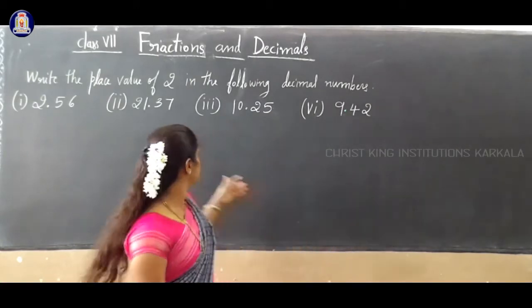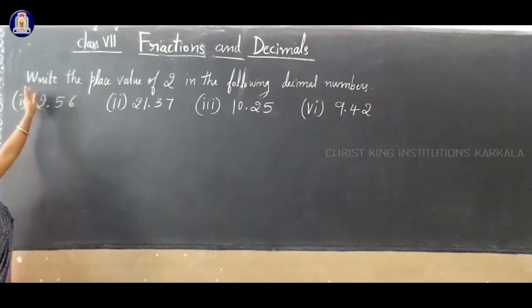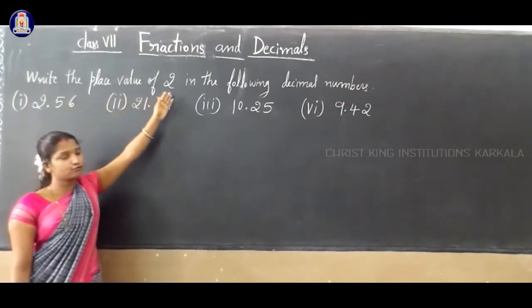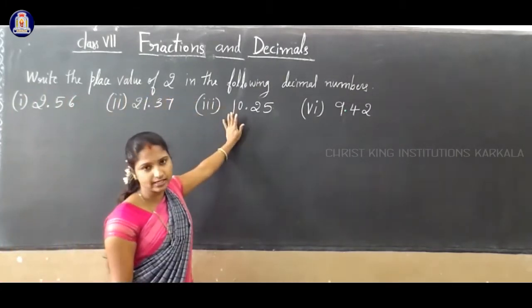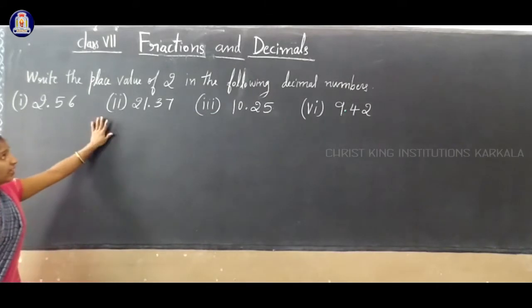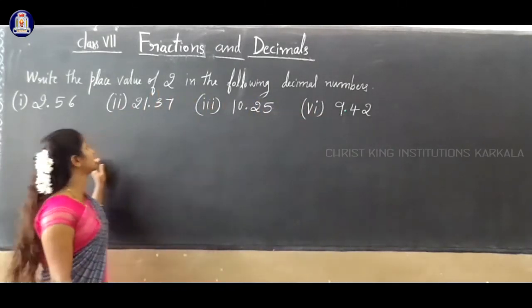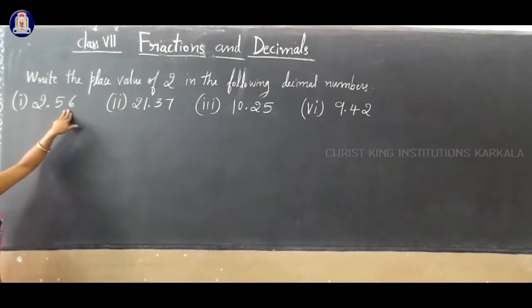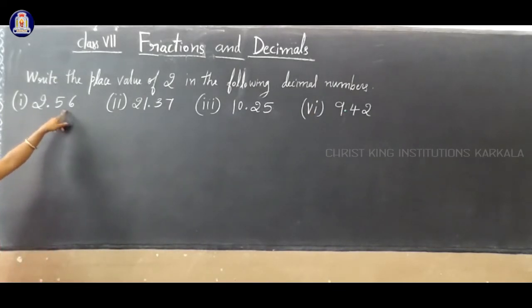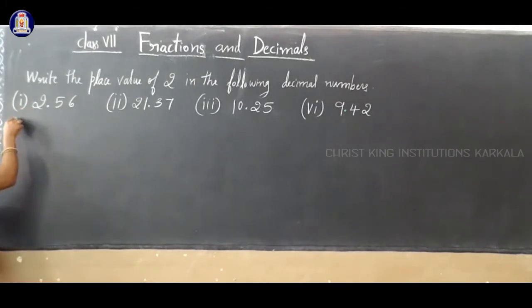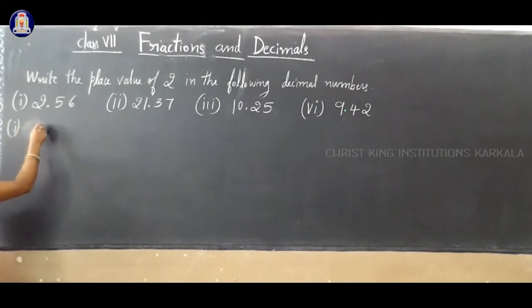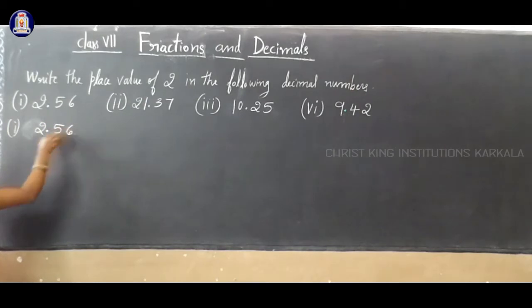In today's session, I am going to solve the sums here. Write the place value of 2 in the following decimal number. So first question, 2.56. Now you have to see the place value. Clear? So how to write this?